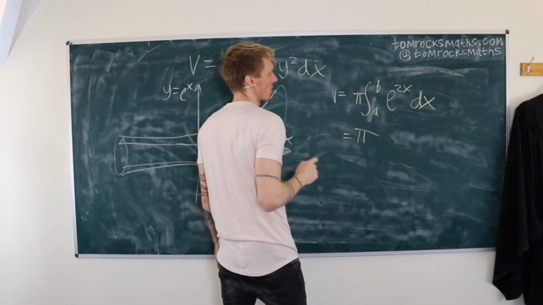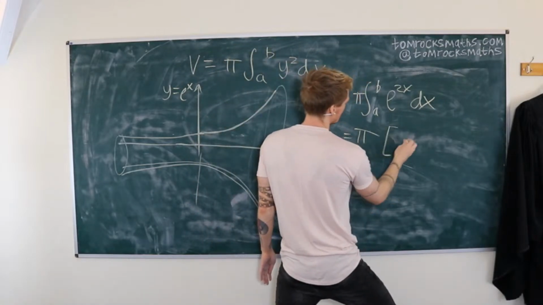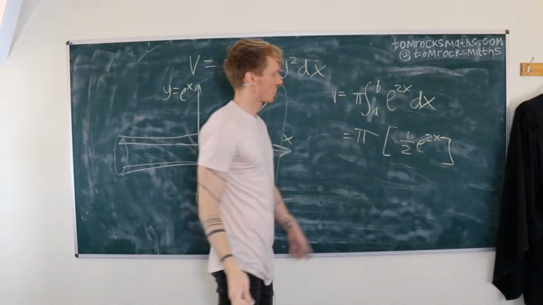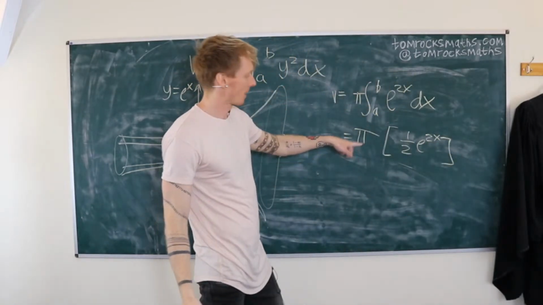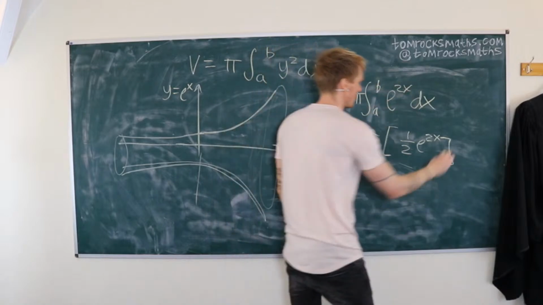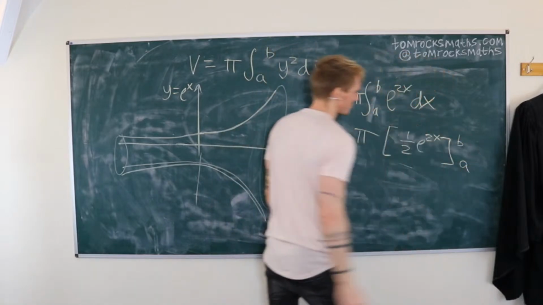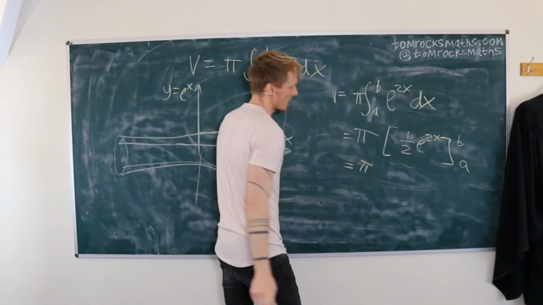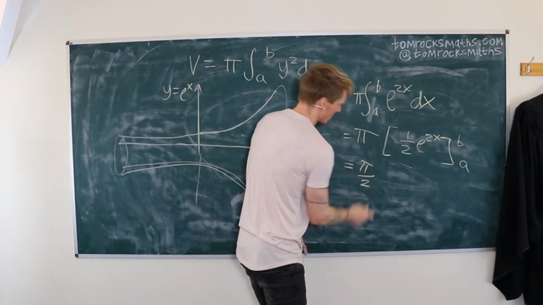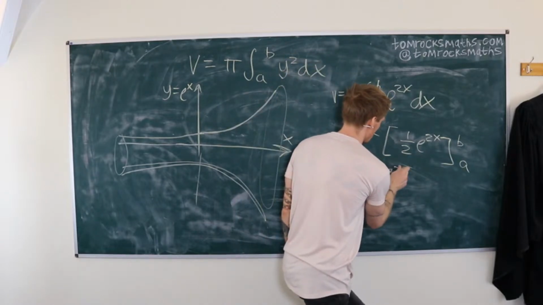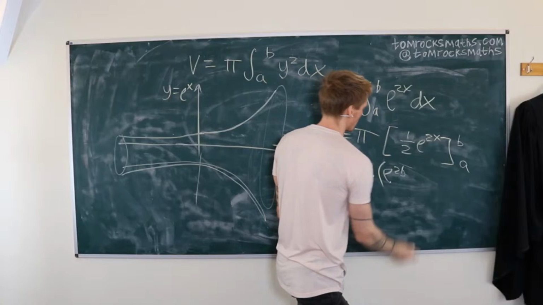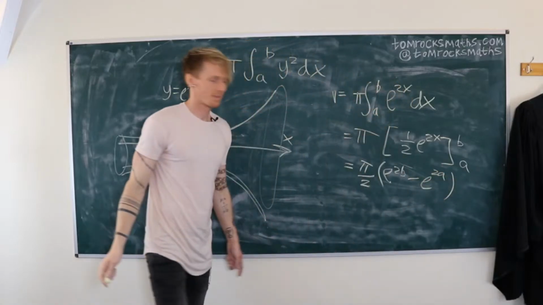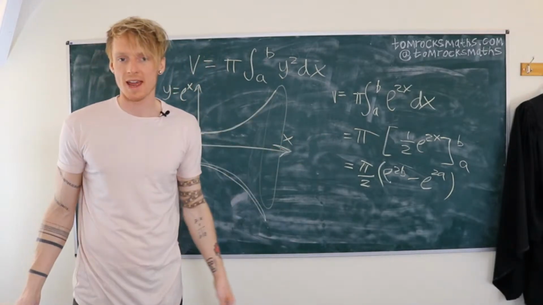You're going to do your integration, so that's going to be a half e to the 2x, because if I differentiate that, the 2 comes down to cancel the half and gives me e to the 2x, between b and a. And so that's now going to be pi over 2 times e to the 2b minus e to the 2a. Right, so that's our formula for 2 general points a and b.